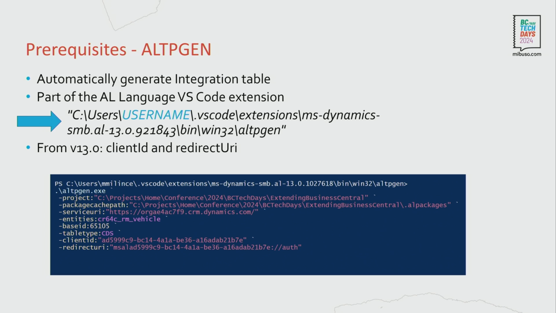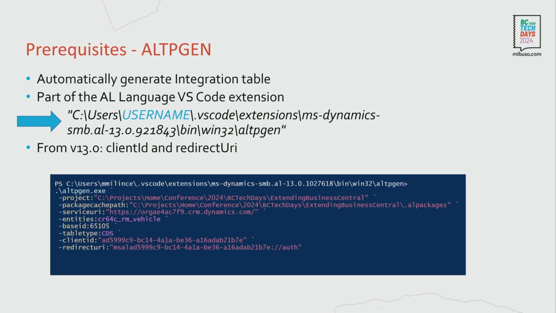So Microsoft came up with a simple tool called AL Table Proxy Generator, which basically helps us to create this AL table. This is part of the AL language Visual Studio extension. Inside the folder, I will show you, you can find the exe file and you can just run the script with parameters and you will get the AL table file.